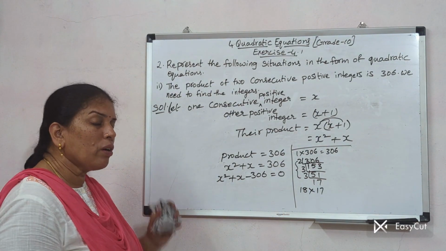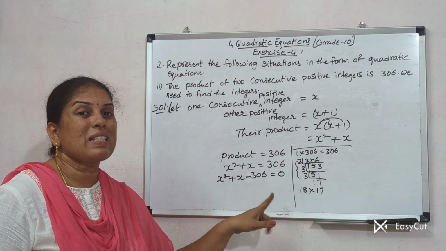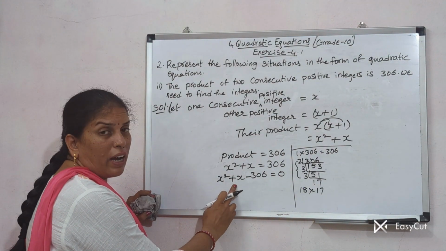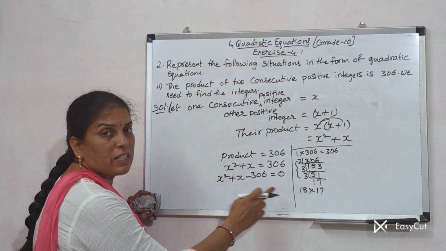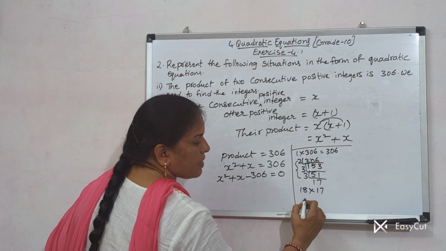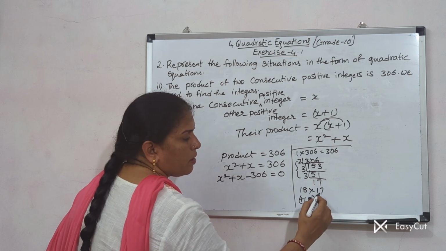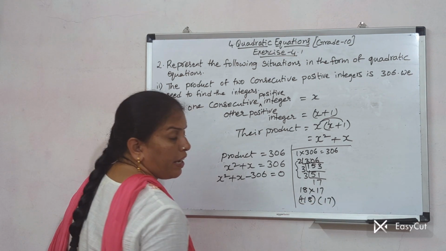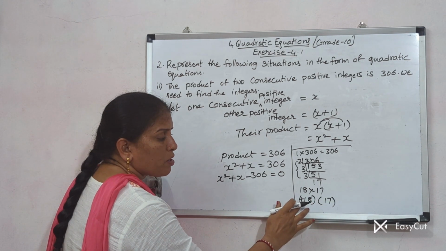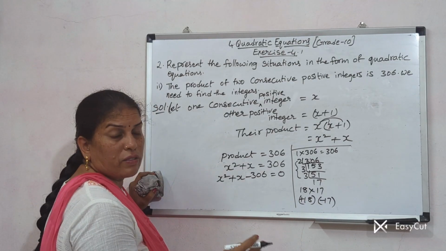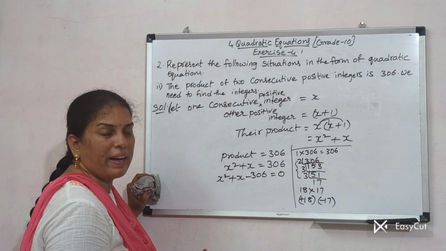So, what did I tell you about how to keep the signs? Whatever the middle term sign is, plus, keep this plus for the bigger number. The bigger number is 18, keep plus. Into, what is the other number? 17. What should we keep? Minus. Why? Because plus into minus, we are subtracting. That's why if one is plus, automatically the other will be minus.